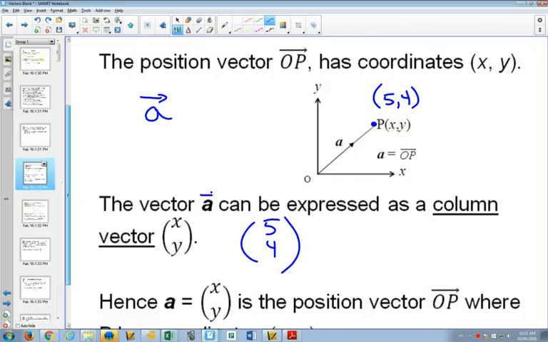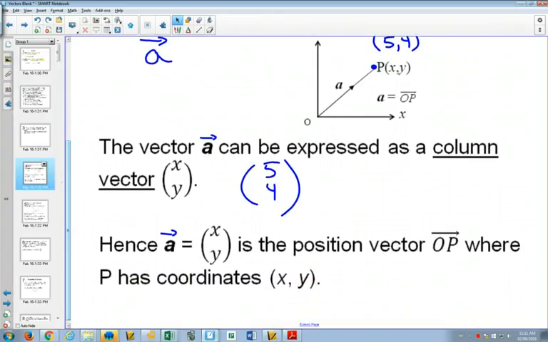So these ones are all bolded here, but what we can do is put arrows over top of them to show that. Anything that starts from the origin and goes to any point, we call a position vector. So when you have the coordinates and you start from 0, 0 and you go to a point, so 5, 4, this 5, 4 would be called a position vector because it starts from 0, 0 and it goes 5 to the right and 4 up.